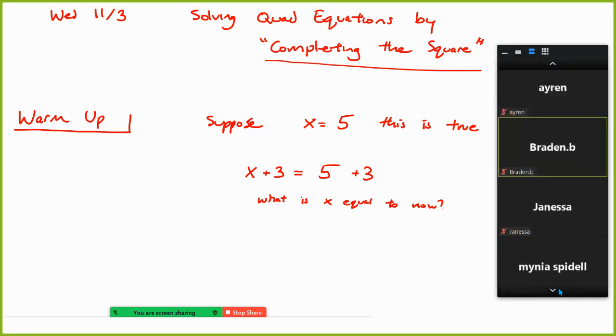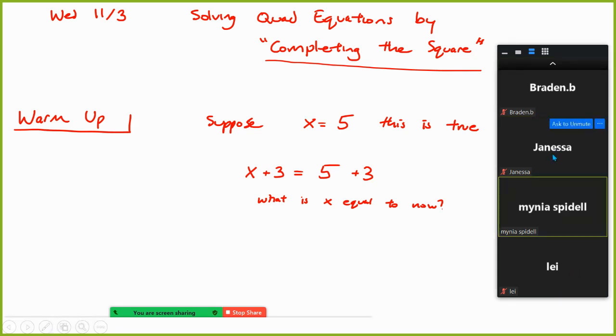So, Manaya, what'd you get? Did you solve it for x yet? What is x equal to here in the center of the screen? I didn't finish solving it yet. Okay, keep working on it. Yeah, I'm still working. Janessa, let me know what you think.